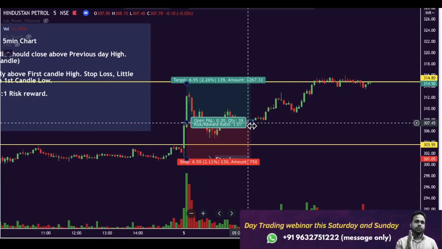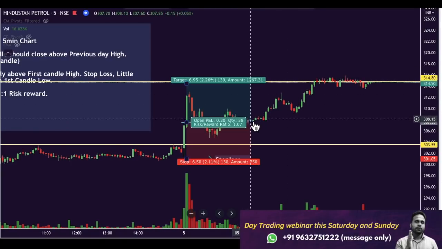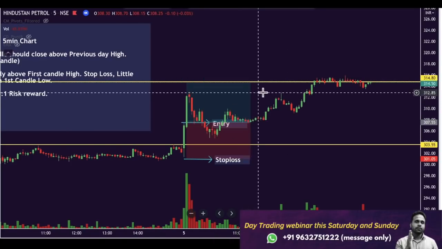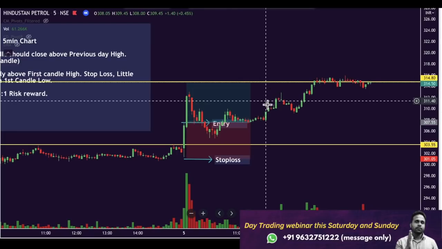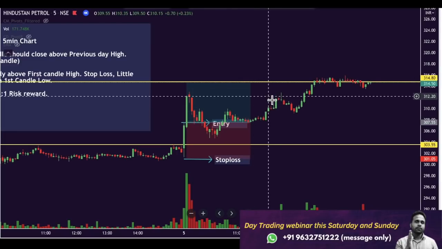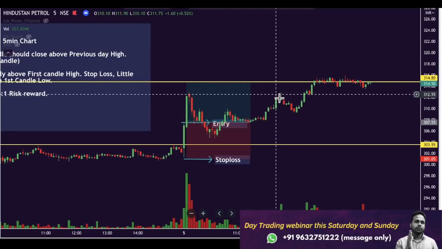So if my entry was here, my target is here, in total how many points? The market went up by 7 points. Okay, now imagine if you had taken 1000 quantity of the stock, you would have made 7,000 rupees profit. 7,000 is not a small amount.